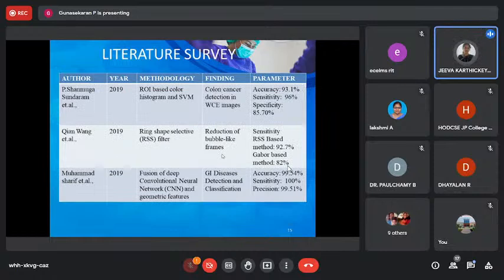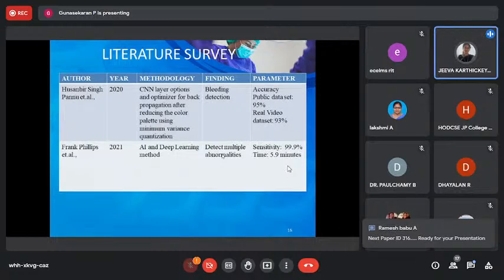Nowadays these pre-processing techniques are implemented for machine learning applications. The fusion of deep convolutional neural networks and geometric features is used for GI disease detection and classification. It detects various diseases like polyp detection, ulcer detection, and Crohn's disease. Depending upon the accuracy of this CNN model, the pre-processing techniques will vary. Then finally, AI and ML techniques are also available, and they are used for bleeding and to detect multiple abnormalities. So these are the literature surveys.